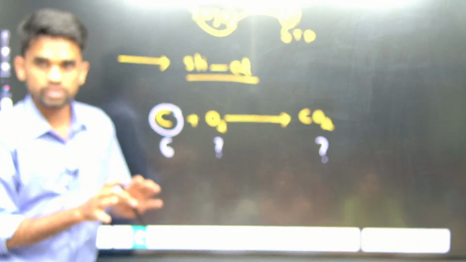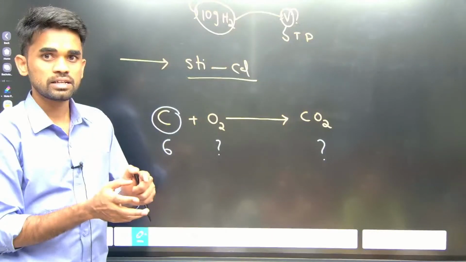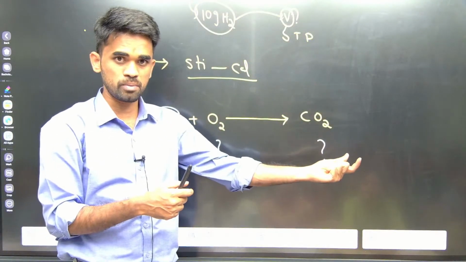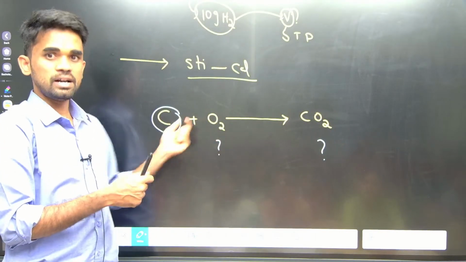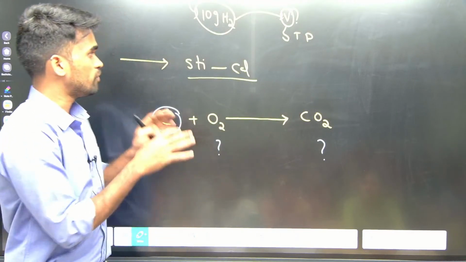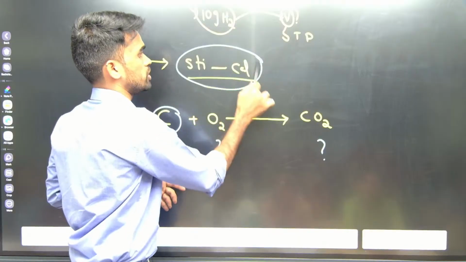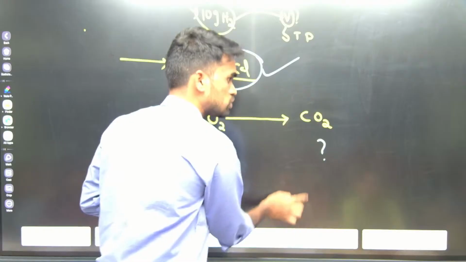Is this clear? What is the use of stoichiometry calculation? To calculate the amount of product formed, or the amount of the other reactant required for that reaction. So this kind of relation we'll get. When we are doing these stoichiometry calculations, we need to follow some basic steps. So what are those basic steps?